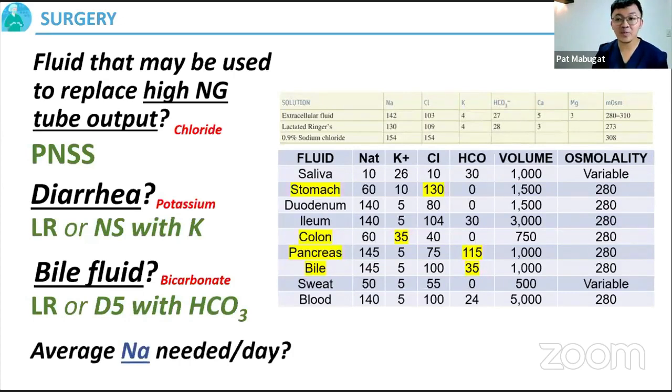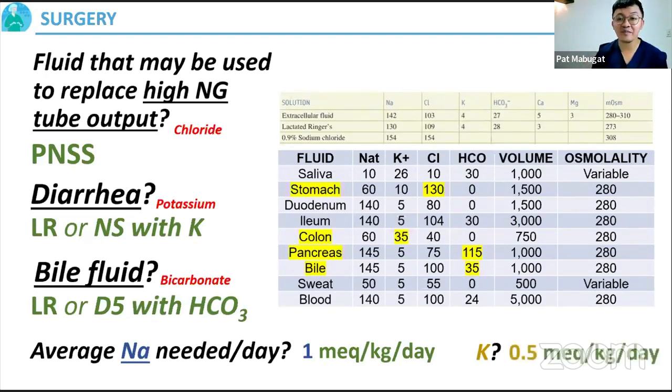What's the average sodium needed per day? That's 1 mg per kg per day. How about potassium? An easy way to remember: sodium has 2 letters, potassium has 1 letter. Sodium is 1, potassium is 1 divided by 2, so you have 0.5 mg per kg per day. So sodium 1, potassium 0.5. Okay?